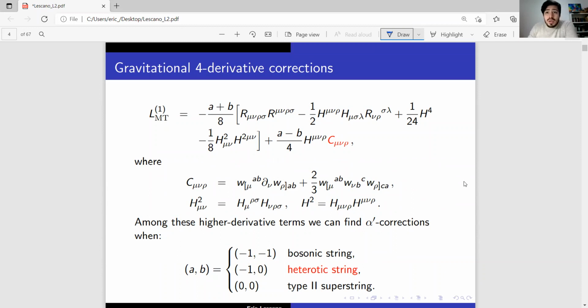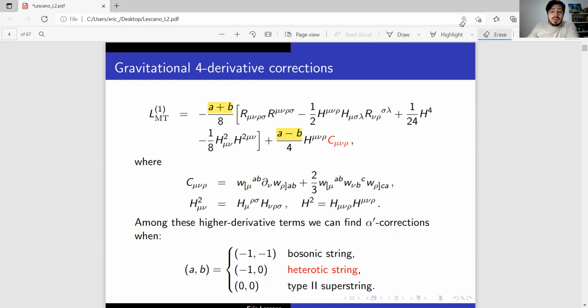In the previous lecture, we analyzed this Lagrangian over here. This Lagrangian contains alpha prime corrections. We have higher derivative terms, and we have two parameters. When we choose the parameters in a particular way, we obtain alpha prime corrections. This is a higher derivative Lagrangian. The alpha prime corrections appear when A is equal to -1 and B is equal to -1. That's the bosonic case. And, for example, we don't have Chern-Simons terms in the case of the bosonic string.